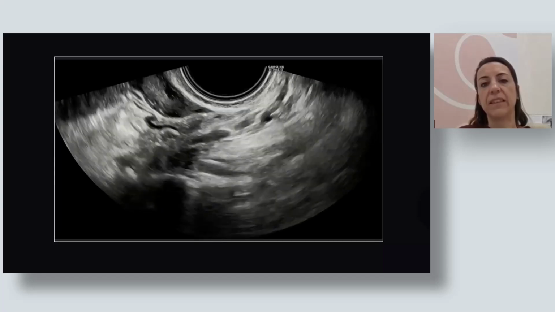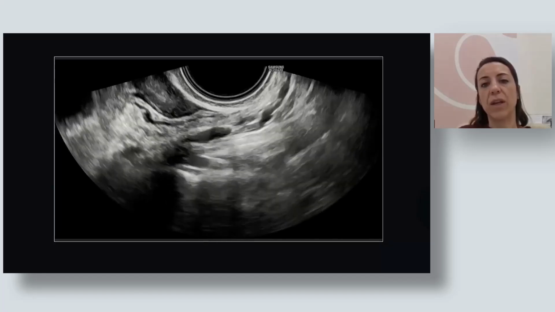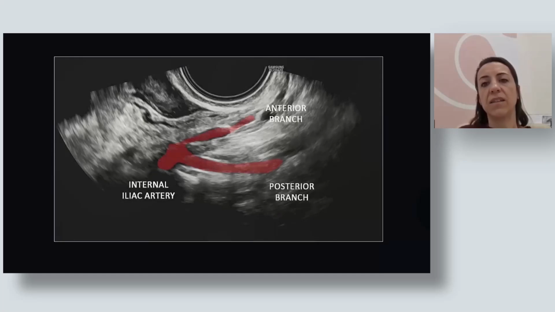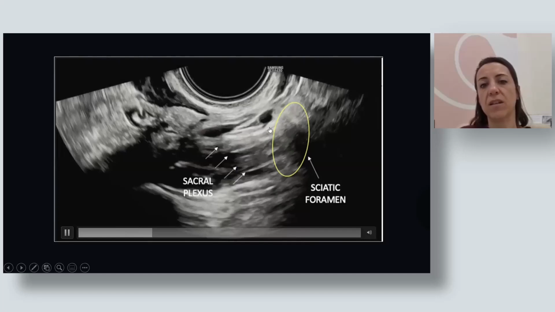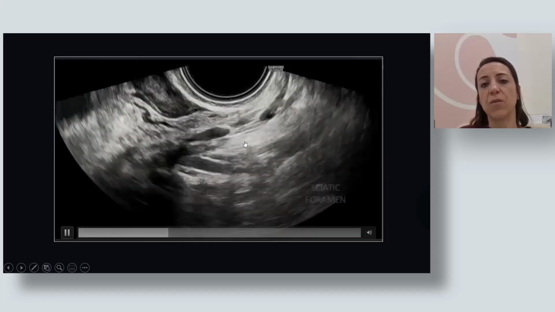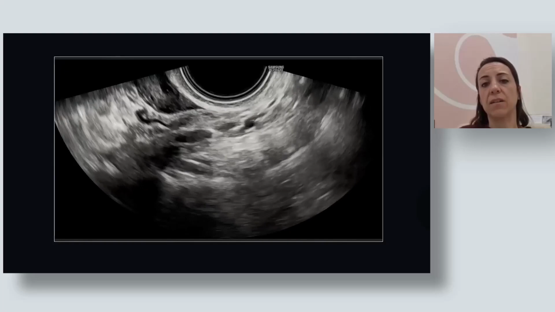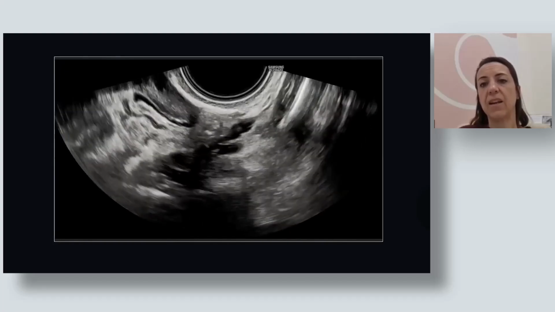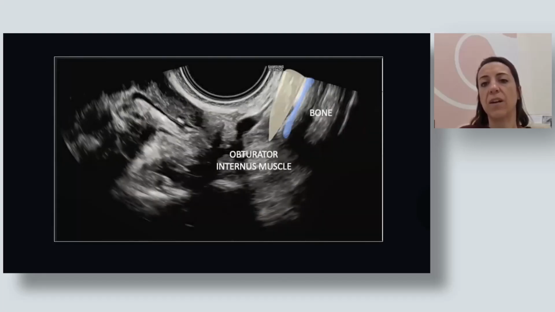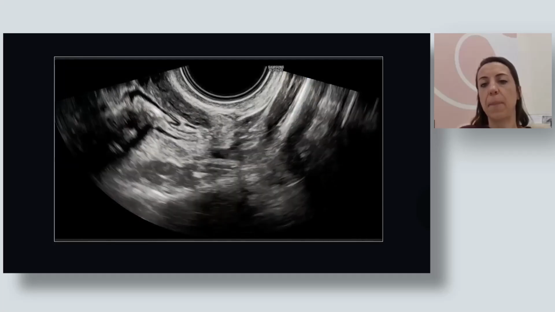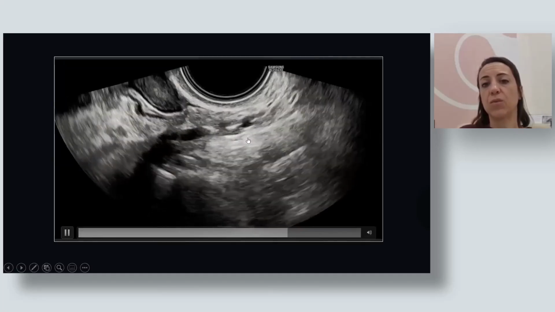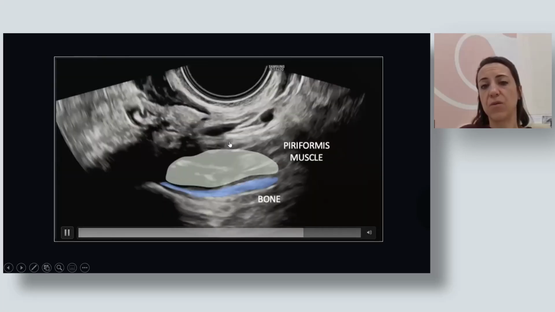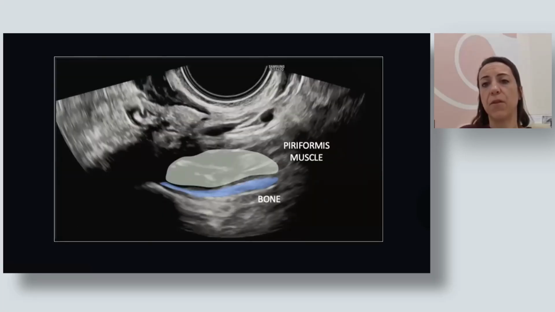And then, from the internal iliac vessels, we can visualize the anterior branch and the posterior branch. And these hyperechoic structures between the two branches correspond to the sacral plexus. Then, moving the probe more laterally, we can observe the obturator muscle. Finally, next to the nerves, so next to these hyperechoic structures, we can visualize the piriformis muscle.